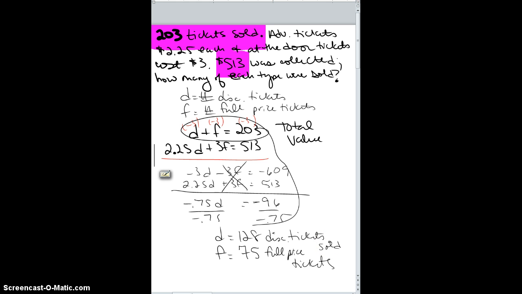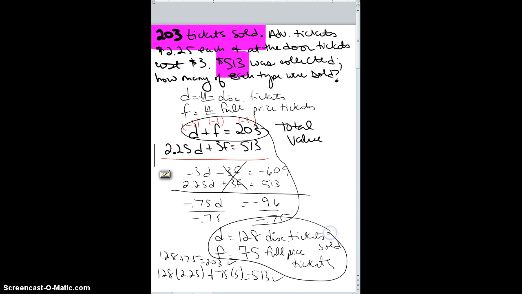Okay, so then I have my two answers, and again, if I want to check them, I want to make sure they add up to 203, so you can add those to 203, and then I could check, does 128 times 2.25 plus 75 times $3, does that really equal $513? All right, so do they add up to 203? And the answer is yes. And there, so I know that that right there is a correct answer.